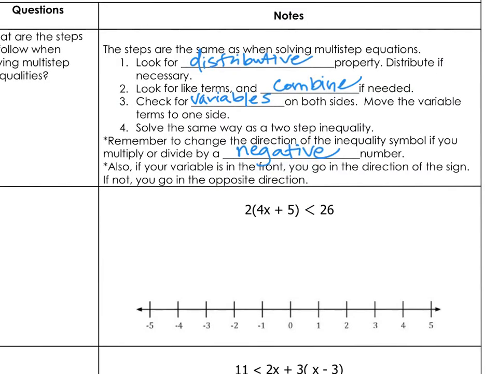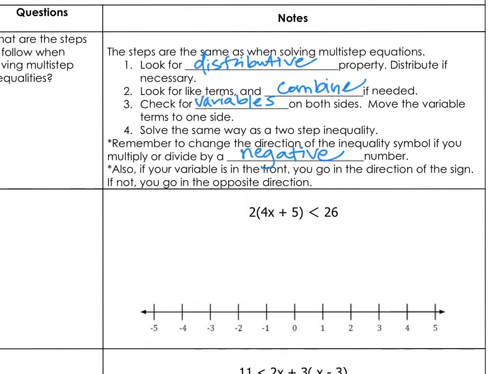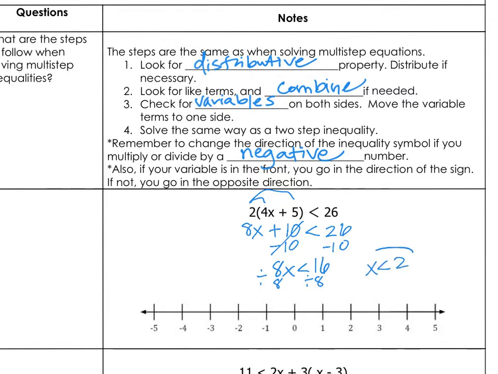All right, so with this first one, I can tell that I need to distribute, so I'm going to go ahead and give that 2 to the 4x and the 5. When I do that, I get 8x plus 10 is less than 26. 10 is my constant, so I'm going to subtract 10 on both sides. Now I have 8x is less than 16. I need to divide by positive 8 on both sides. And when I do that, I get x is less than 2.